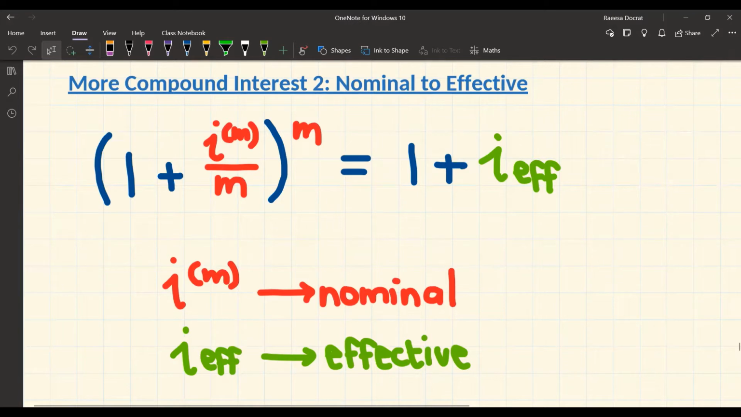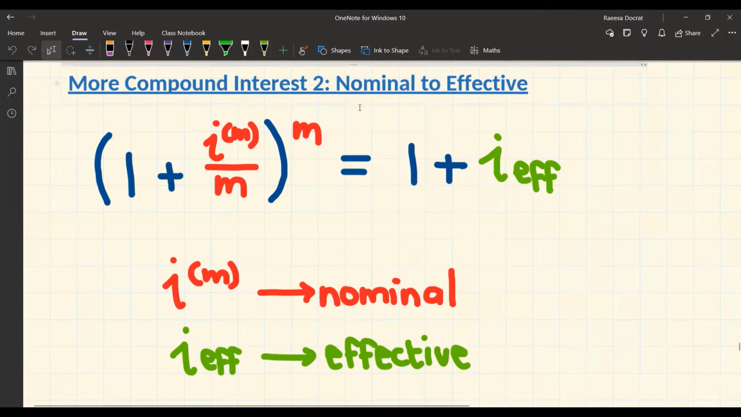Why do we want to convert it to an effective annual rate? So that we can compare interest rates. It's very difficult for us to say which is the better interest rate when it's stated as a nominal interest rate. It's easier for us to calculate the effective interest rate, the annual interest rate equivalent to that interest rate compounded at that time.